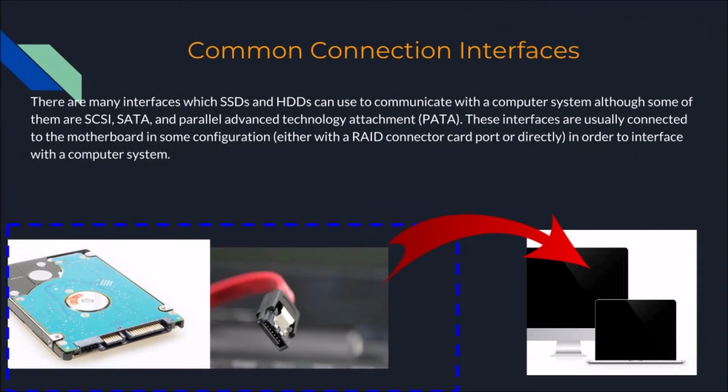Next topic is going to be common interfaces for connections with systems. There are many interfaces which hard drives and solid-state drives use in order to communicate with a computer system, although some of them are listed here. So that would be SATA, SCSI, and Parallel Advanced Technology Attachment (PATA). These interfaces are usually connected to the motherboard in some type of configuration, either with a RAID card controller port or directly into the motherboard.